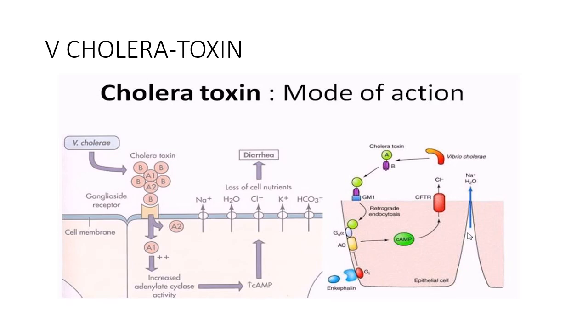And the last one, but not the least, is the cholera toxin. The mode of action of Vibrio cholerae is through its A and B subunits. The B subunits bind to GM1 gangliosides, increasing the release of cyclic AMP. Sodium, water, chloride, and potassium bicarbonate are all lost through the diarrhea. The patient goes dehydrated. A very, very important toxin, the cholera toxin. Just remember the mode of action.